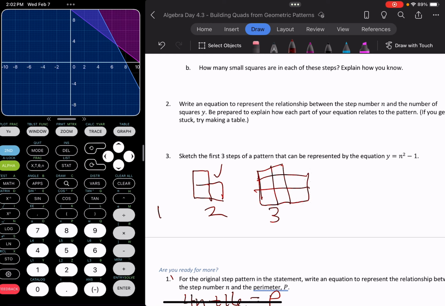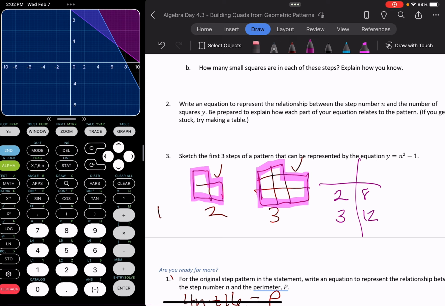Sure. An empty space up here in this corner, right? And so perimeter-wise, we have 1, 2, 3, 4, 5, 6, 7, 8. 1, 2, 3, 4, 5, 6, 7, 8, 9, 10, 11, 12. Okay. And so here, I said for step 2, it's 8. For step 3, it's 12.